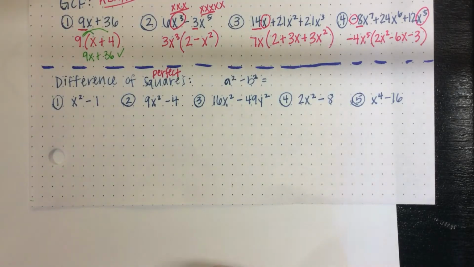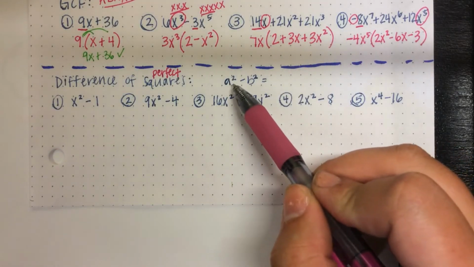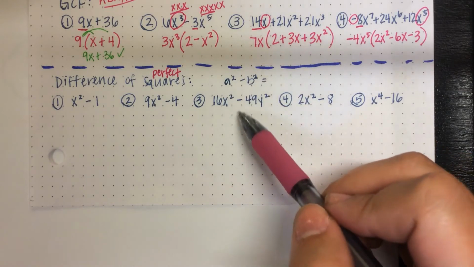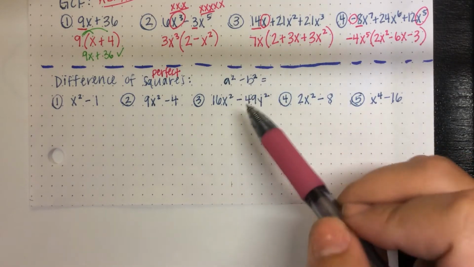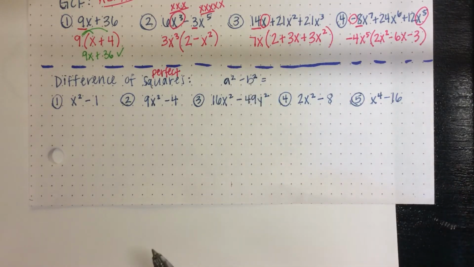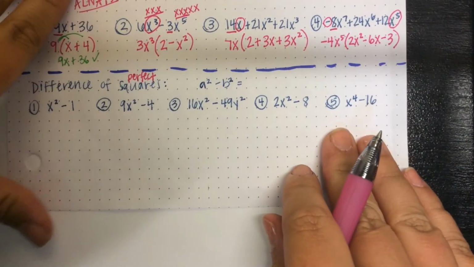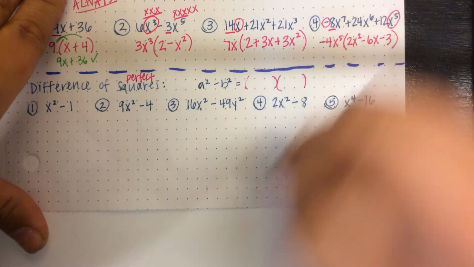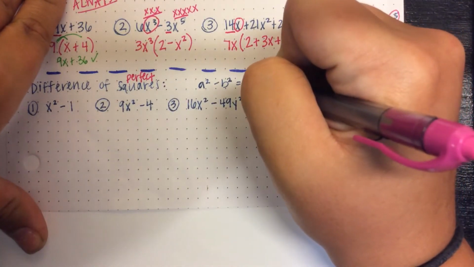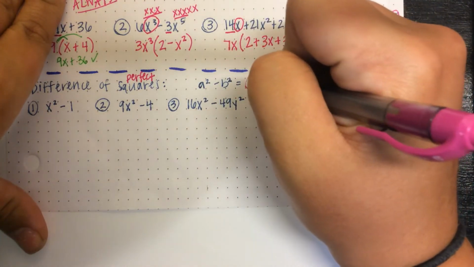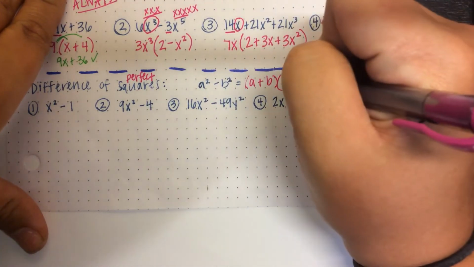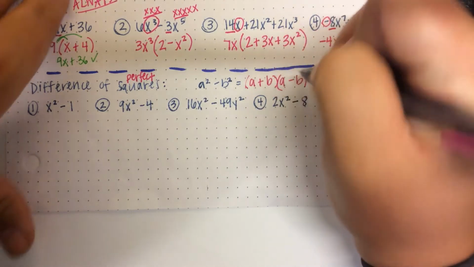Our pattern, if I have 2 perfect squares, right, because a squared and b squared are going to be perfect squares regardless of what number they are, and I have subtraction, then I use the following pattern. We say that it becomes, right, 2 parentheses. I take the first square root, which would be a, plus the second square root, and then the first minus the second.